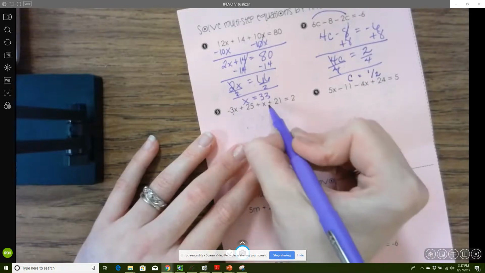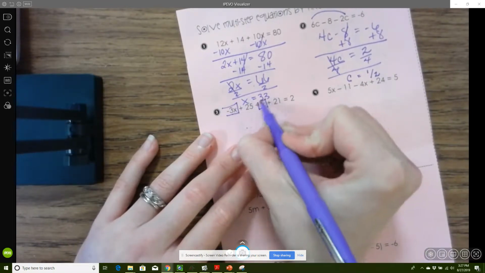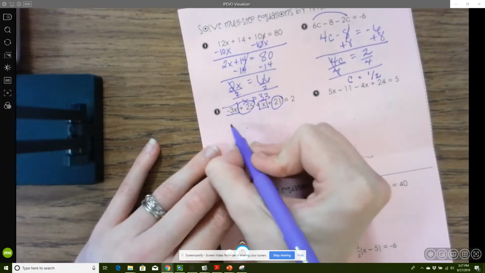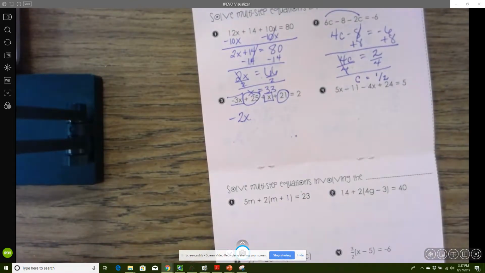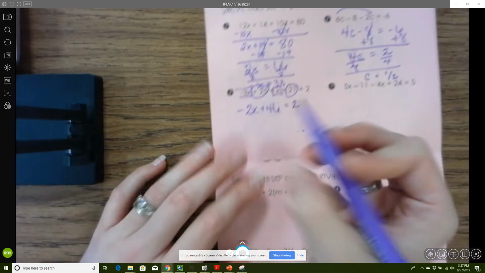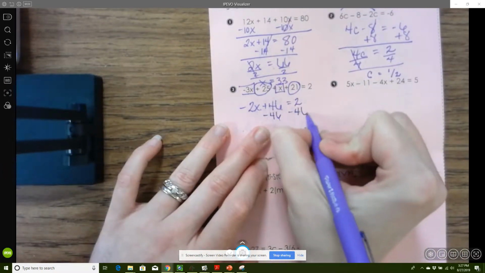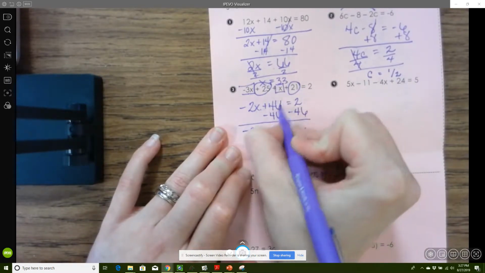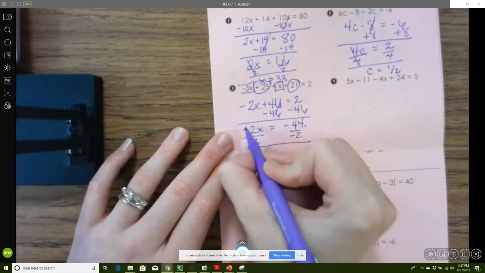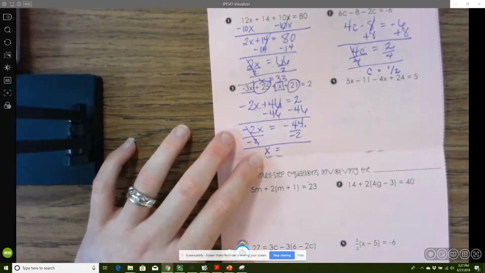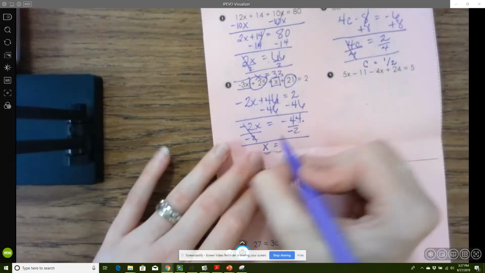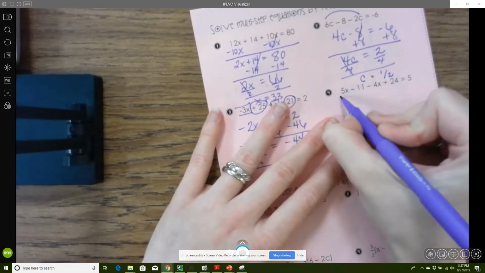All right, so here I've got a lot of like terms. So I've got -3x and positive x, then positive 25 and a positive 21. So -3x and positive x gives me a -2x. 25 and 21 gives me a 46. And then again, once I've combined all my like terms, I can solve as normal. And divide by -2. So x equals 22.